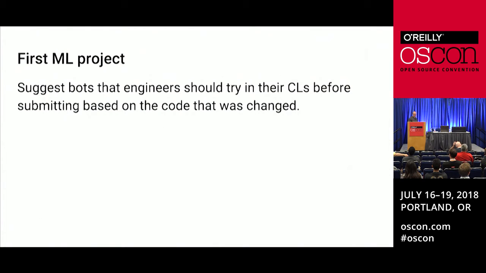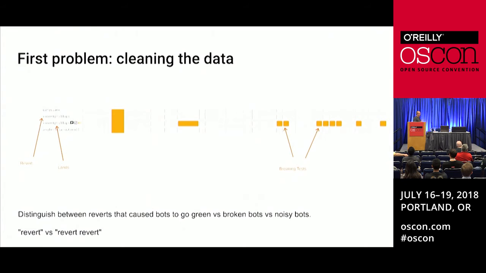So that was it. Suggest bots that engineers should try in their CLs before submitting code based on the code that was changed. So this is kind of a really, really simple mapping of here's the files that have changed of the 10, 20,000 C++ files that are in Skia, and the likelihood that you're going to break a bot.